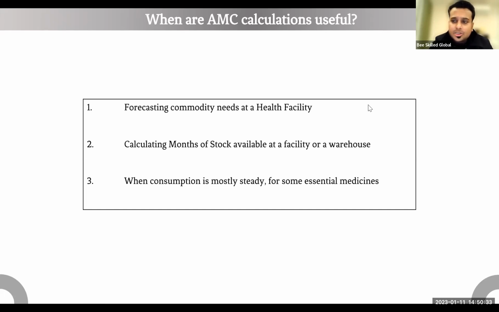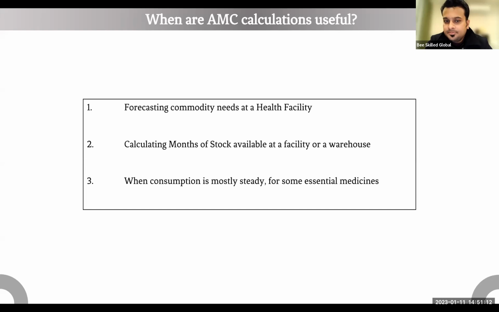Now, average monthly consumption you can also use to calculate months of stock available at a facility. So, for example, you have 100 packs of ciprofloxacin available at a health facility, and you know your average monthly consumption is 30 packs. So you know that you have 3 months of stock remaining, more or less, a bit more than 3 months. And based on that, you can make future orders.